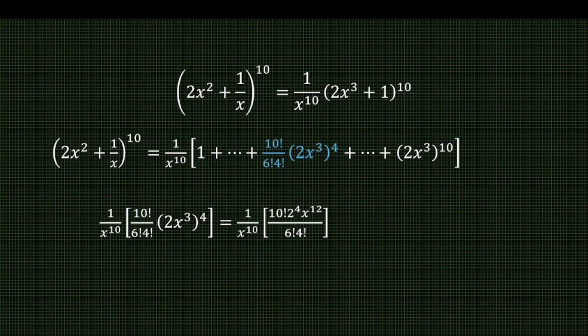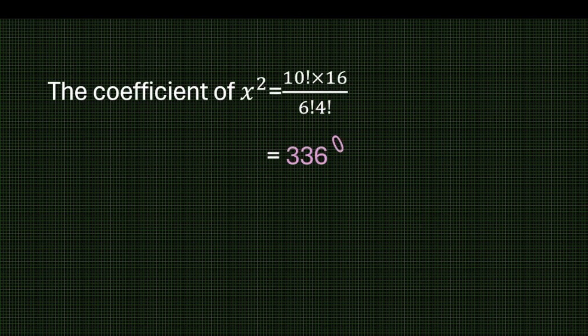So the coefficient of x square will be equal to 10 factorial into 16 divided by 6 factorial into 4 factorial, which is nothing but 3360, and this is our final answer.